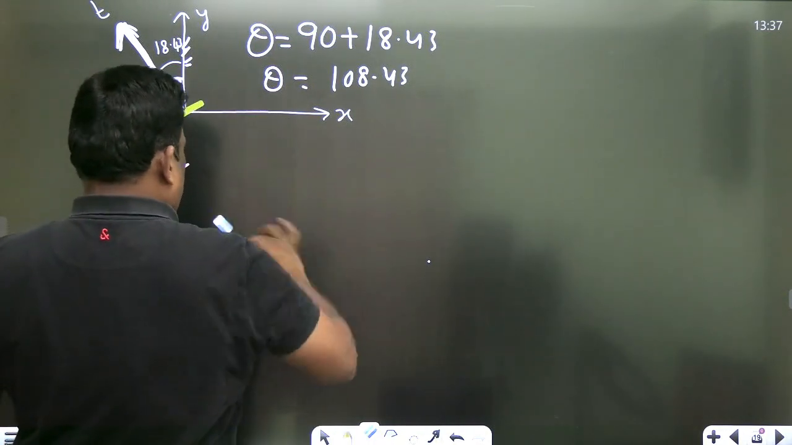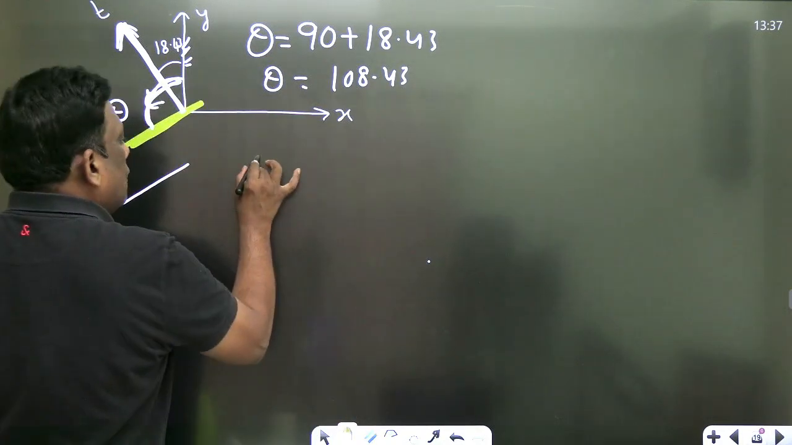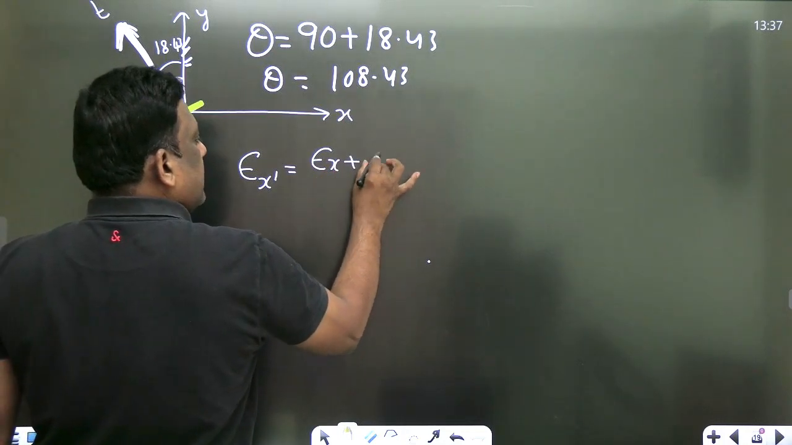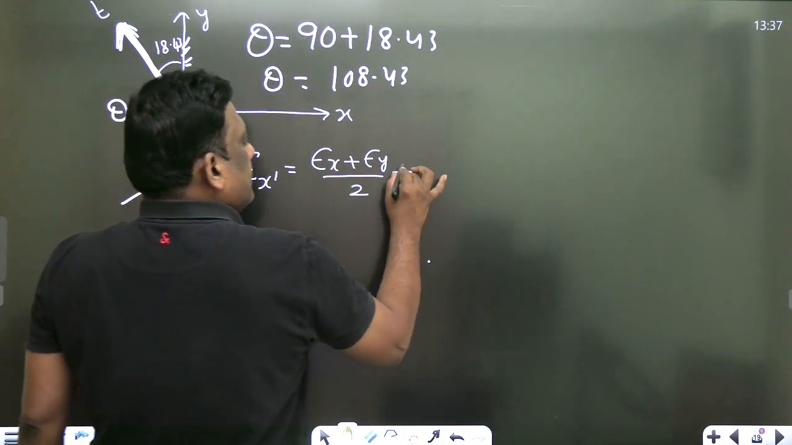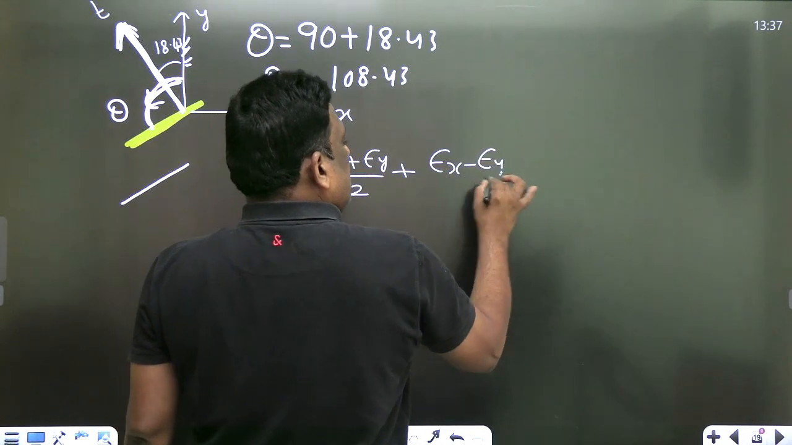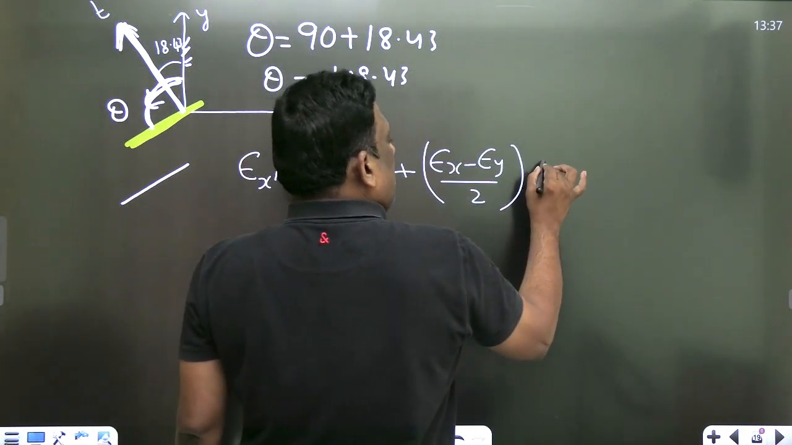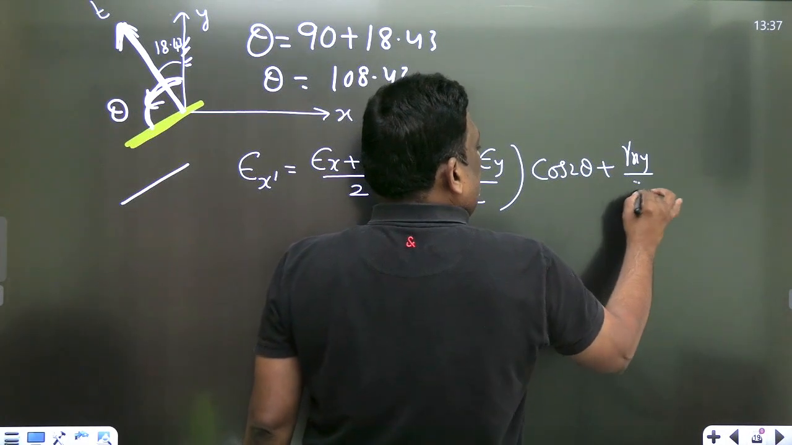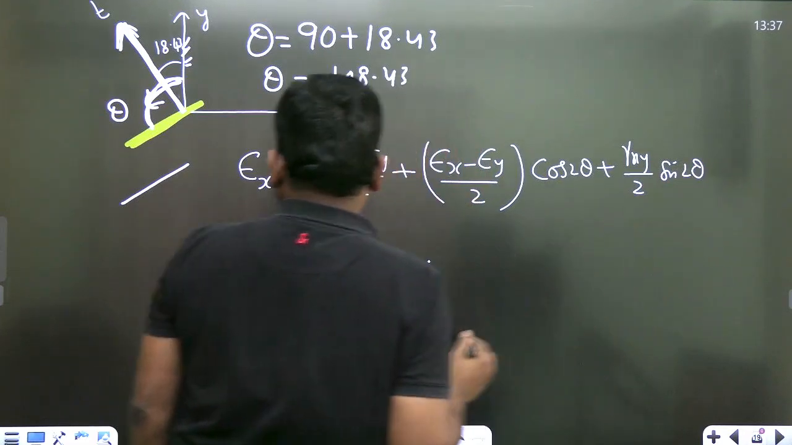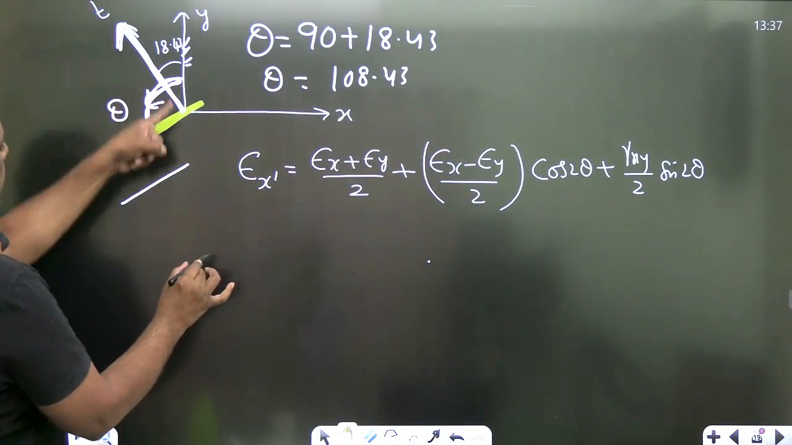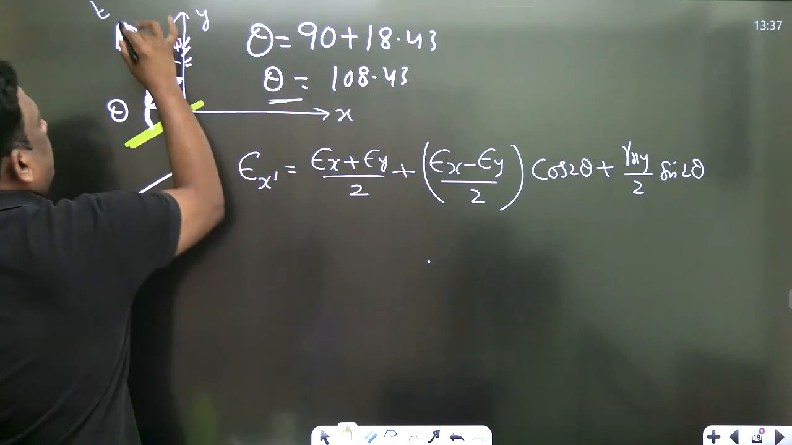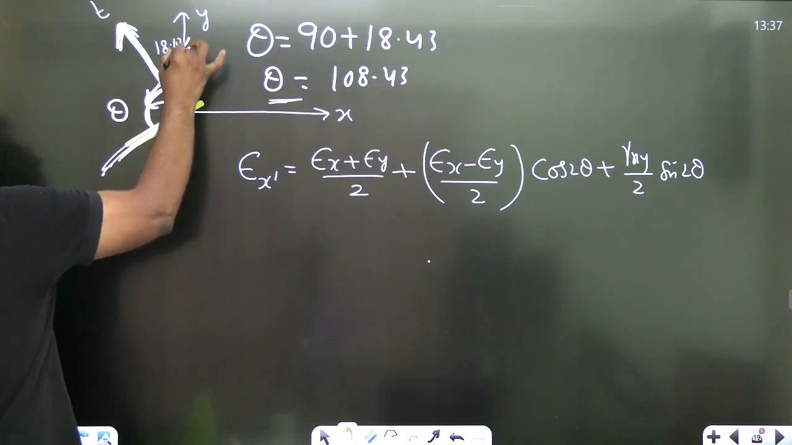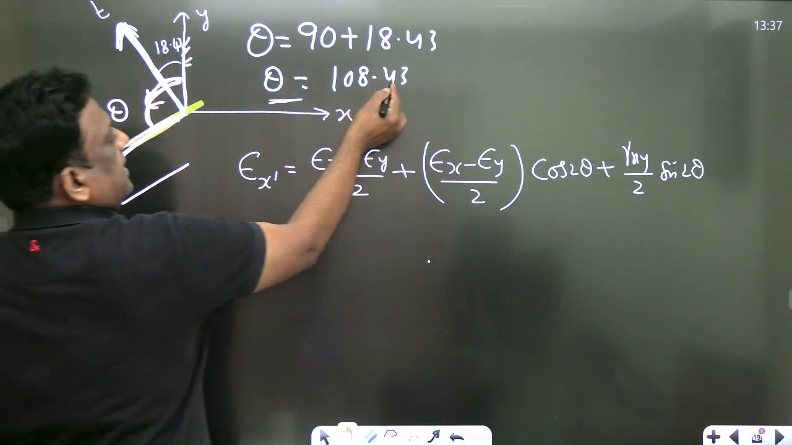Let me apply the same equation. So I will write this equation as the normal strain is given by epsilon x plus epsilon y by 2 plus epsilon x minus epsilon y by 2 cos of 2 theta plus gamma xy by 2 sine of 2 theta. Excellent. So I want epsilon t. So what is the angle for t? For t this is the plane. So if this is the plane, with respect to this what is the angle? It is 90 plus theta, 108.